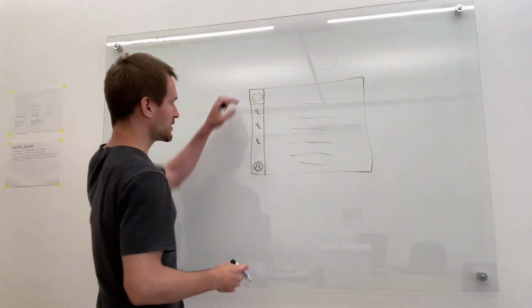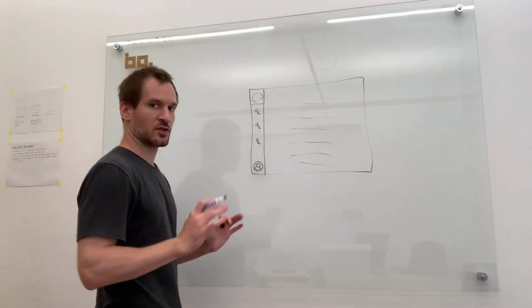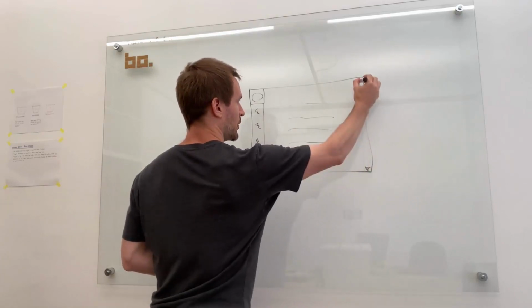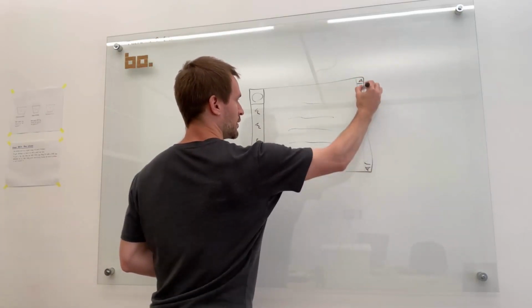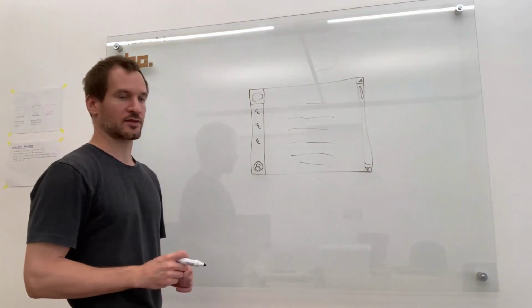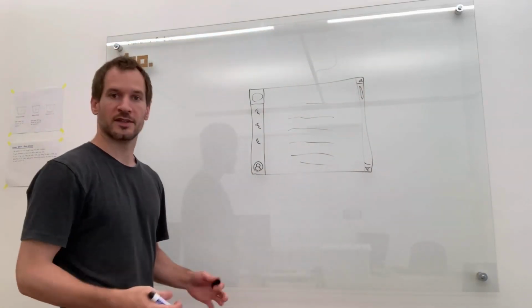If the user scrolls, this area should be fixed, so it shouldn't scroll, and this area could have a scroll bar in case the user wants to scroll. That will be just the browser's built-in default scroll bar. So let's do that.